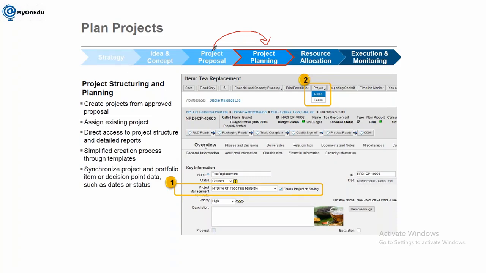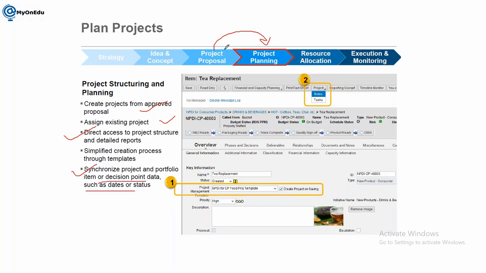So here, based on the approved proposal, you can transfer it to project. Okay, and here you can manage your project. So the initiation, plan activities, all these things will be managed here. Create project from approved proposal, assign existing project, direct access to project structure in detail reports, simplified creation process through templates. So you can create a project through template also. You can synchronize project and portfolio item or decision point data such as dates or status.